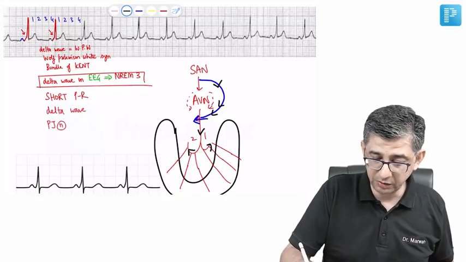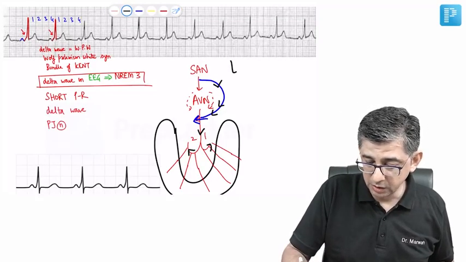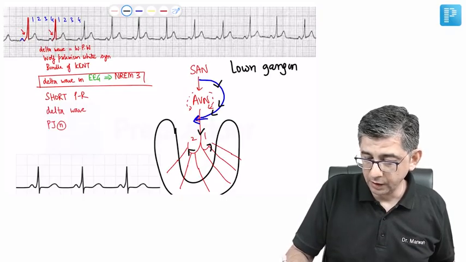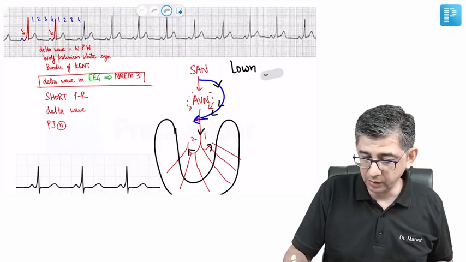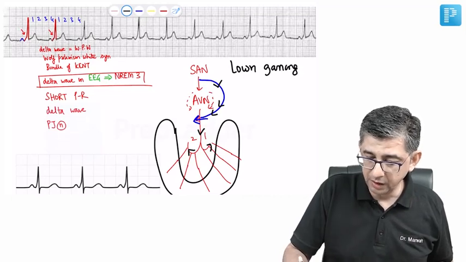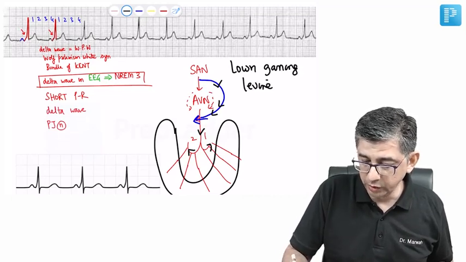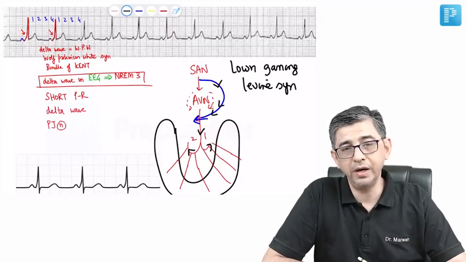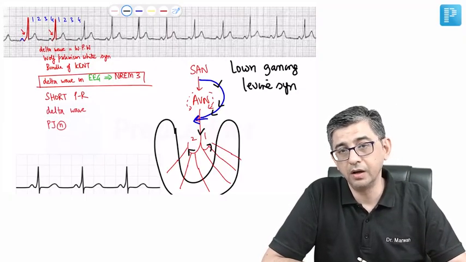This condition that I'm describing now before you is called Lown-Ganong-Levine syndrome. This particular condition that I've written here before you also has an accessory pathway in the heart. There are two conditions that I've told you today that have an accessory pathway in the heart. One is Wolff-Parkinson-White, and the second one is Lown-Ganong-Levine.